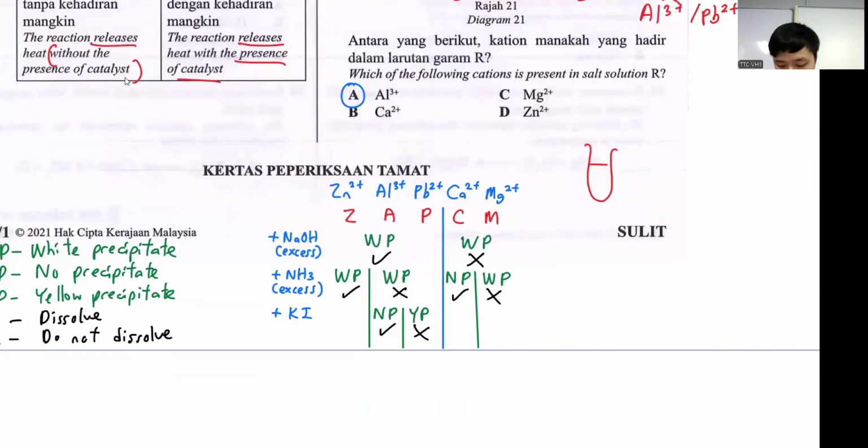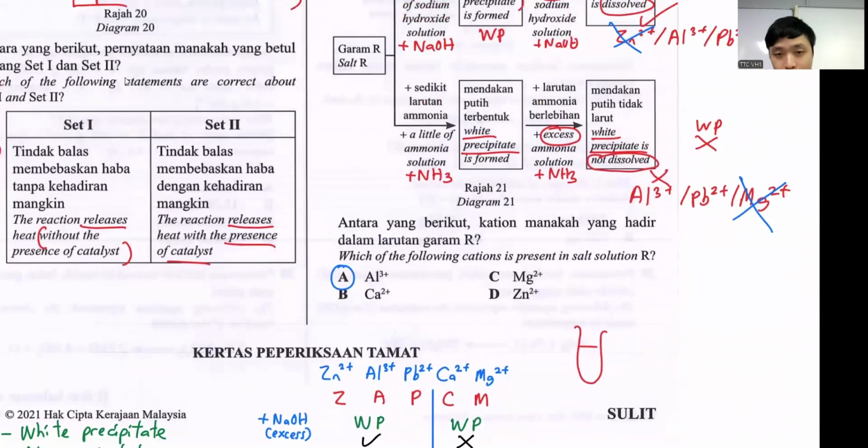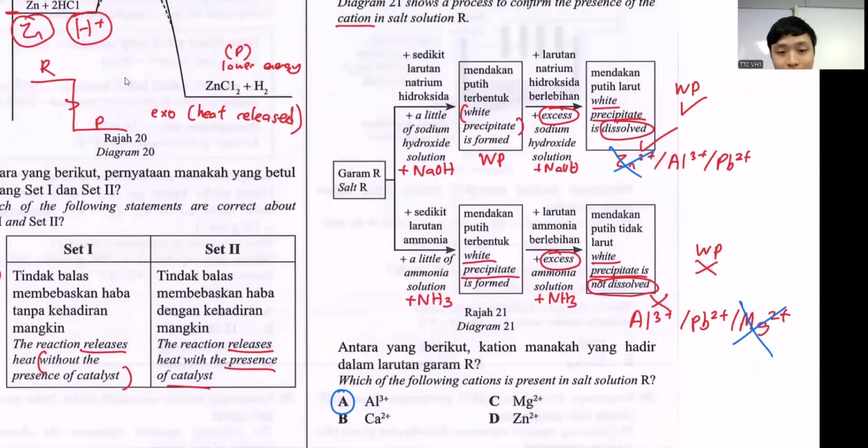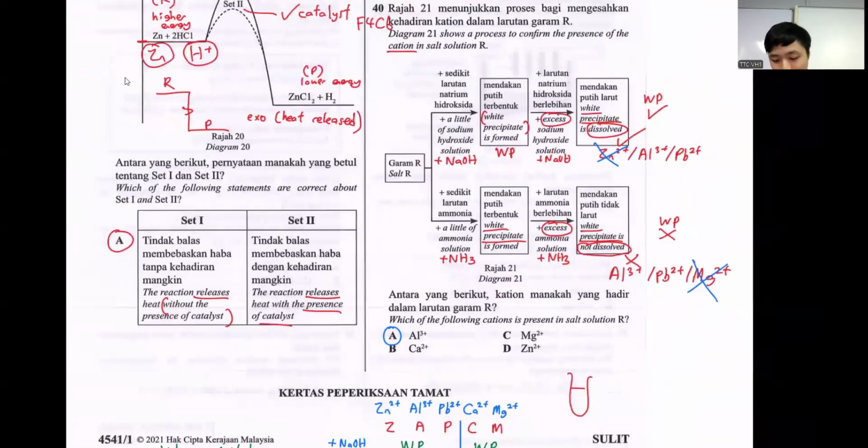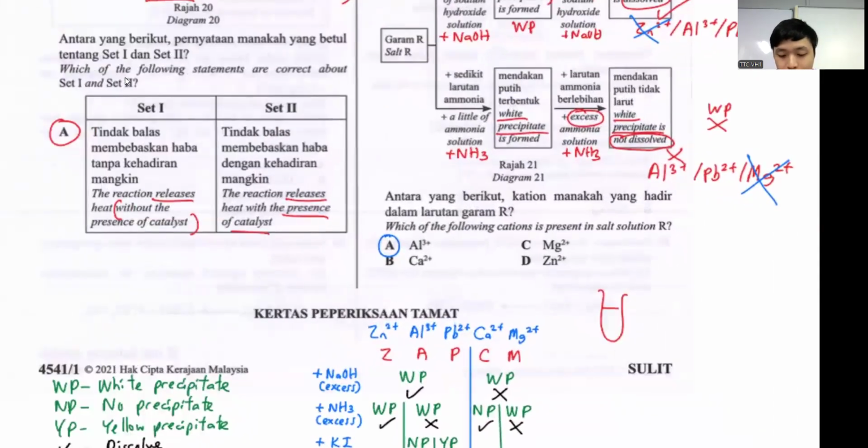Actually, for the third test, you can add KI, potassium iodide, to test. If you get a yellow precipitate, then it's Pb2 plus. If you get no precipitate, it straight away dissolves, that is aluminum. After you add three tests, yes, the answer is A. This part is a bit troublesome if you don't understand the cation test. Okay, any question to ask for question 40?